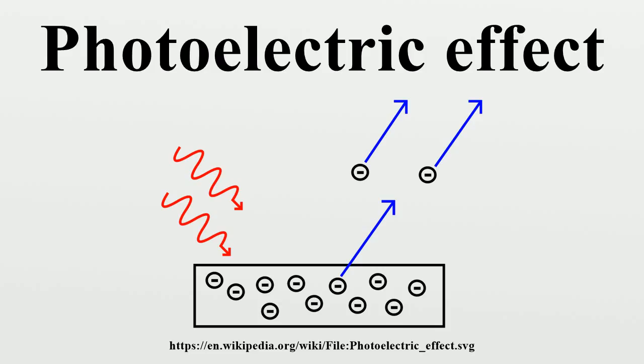Instead, electrons are only dislodged by the impingement of photons when those photons reach or exceed a threshold frequency. Below that threshold, no electrons are emitted from the metal regardless of the light intensity or the length of time of exposure to the light.